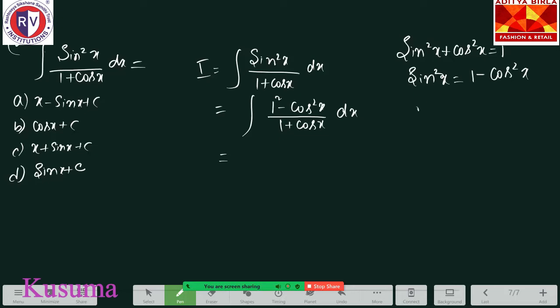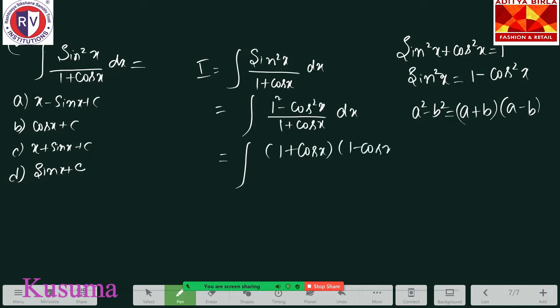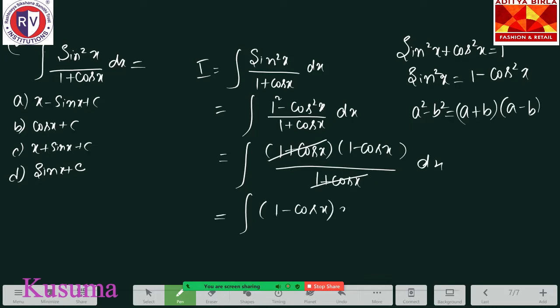So this will take the form a square minus b square. So what is a square minus b square? It is a plus b into a minus b. So this will become the integration of 1 plus cos x into 1 minus cos x divided by 1 plus cos x into dx. So here 1 plus cos x and 1 plus cos x get cancelled, and what we are left with is the integration of 1 minus cos x into dx.